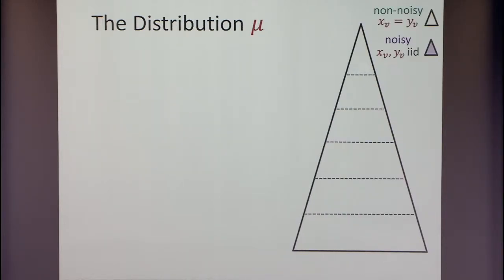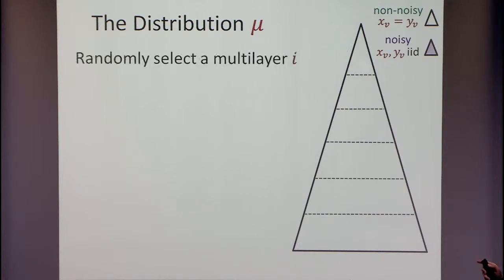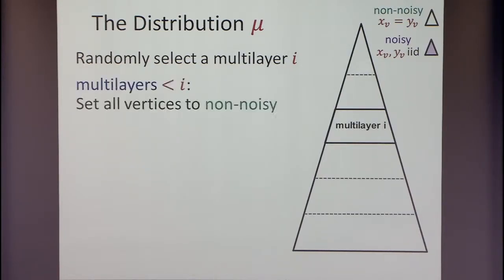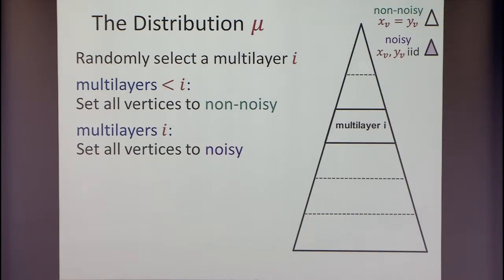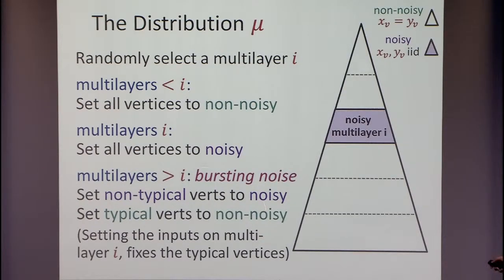And this is the actual distribution. It's kind of similar to what we had before, with a twist. Okay, so as we did yesterday, you randomly select a multi-layer. Suppose you selected this multilayer. And then all the vertices before multilayer I, all the guys in here, are set to be non-noisy. So Alice and Bob will get the same bits for every vertex in here. Multilayer I is noisy, so every vertex in multilayer I is set to be noisy. All the vertices in here, the bits for them are selected independently for Alice and Bob. And now this is the twist, this is the new thing.